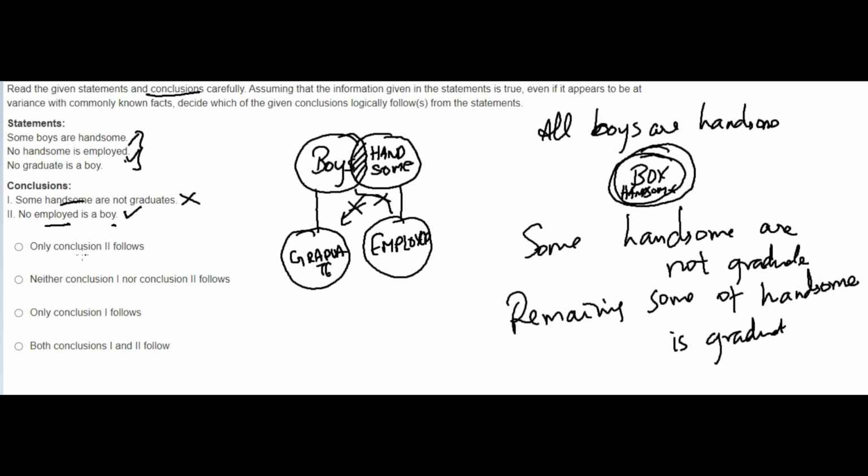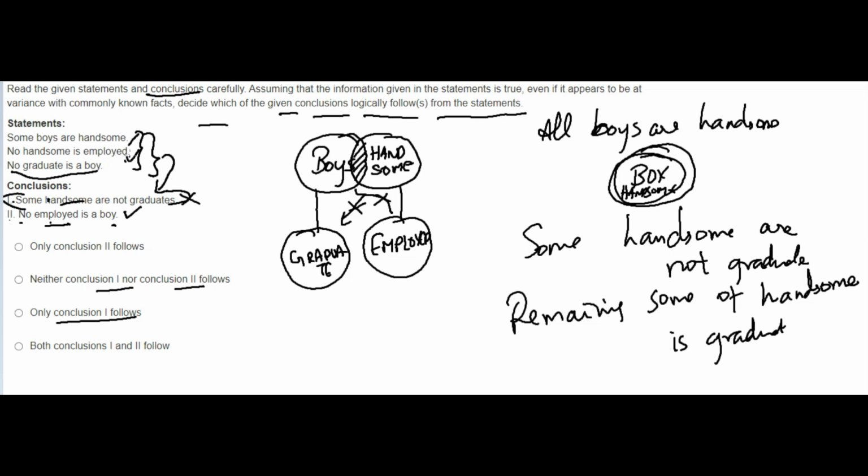So what they say is only conclusion 2 follows. That is not right, because only this one follows this one. Is 2 following this? No, not possible. Neither 1 nor 2 follows? No, nothing like that. Only conclusion 1 follows. Yes, because it says decide which conclusion logically follows from the statements. Yes, because some of the handsome are not graduates. That is the perfect one. From all the statements, it corresponds to the first one. What about no employed is a boy? That clearly says no graduate is a boy.